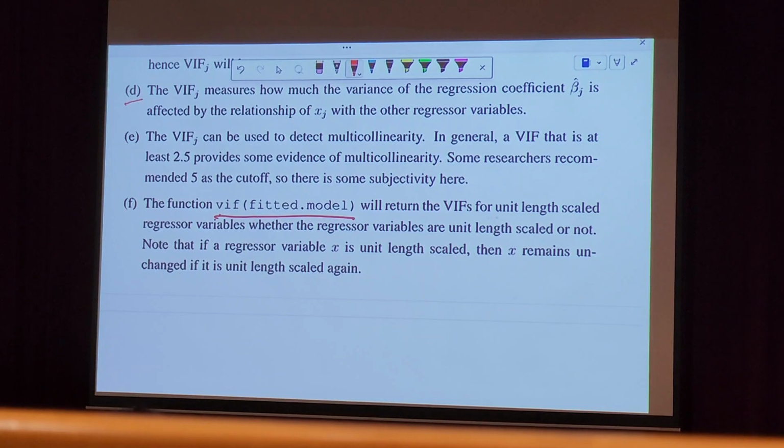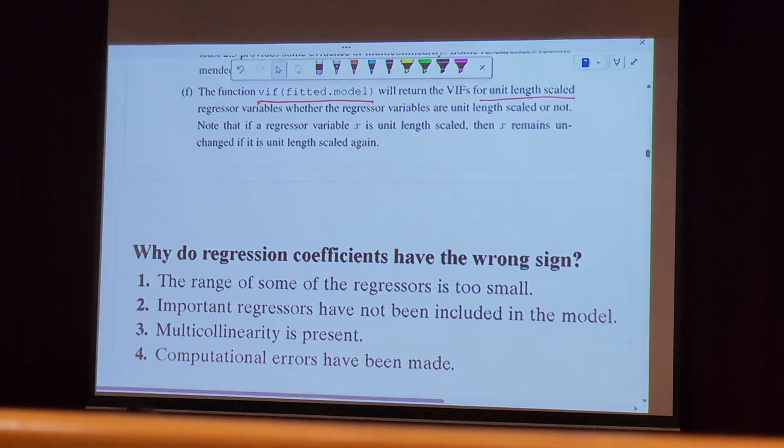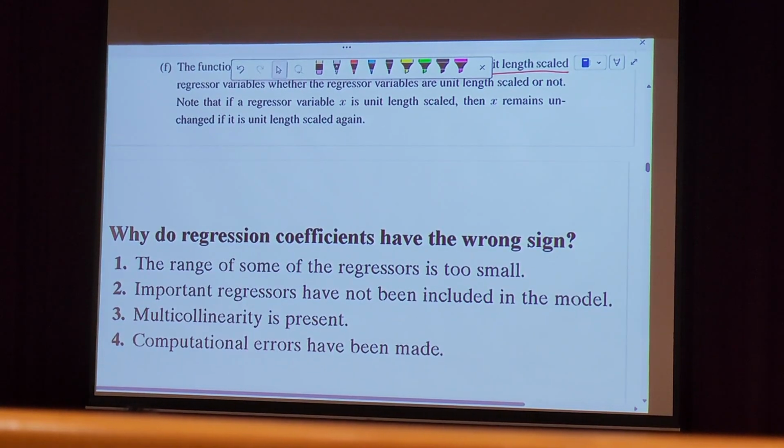Of course, unit length scale. Whenever we talk about VIF, we usually talk about these unit length scale variables. Okay? So for multicollinearity, that is my simple introduction.